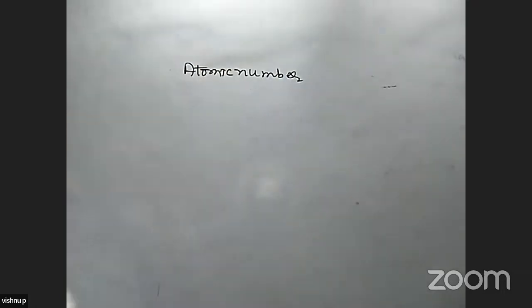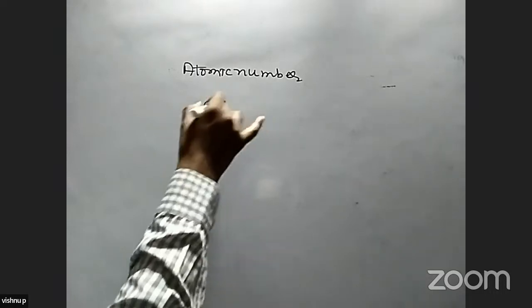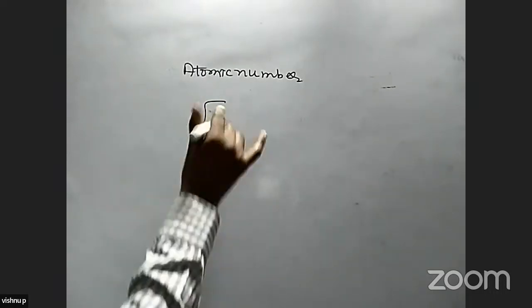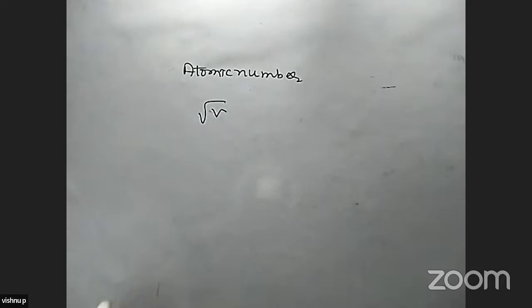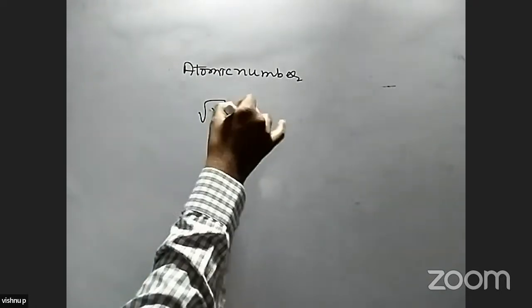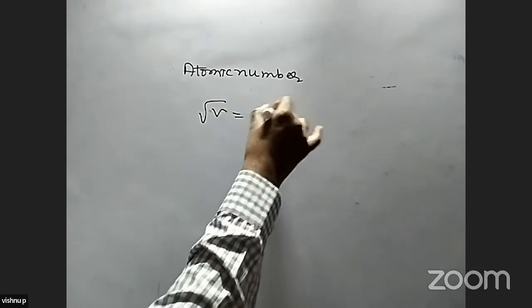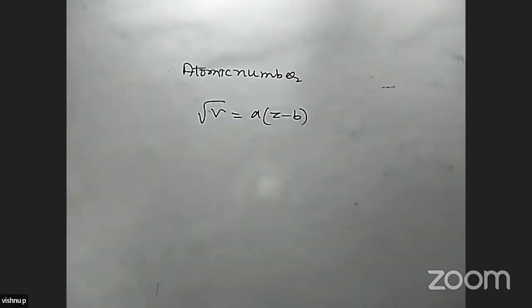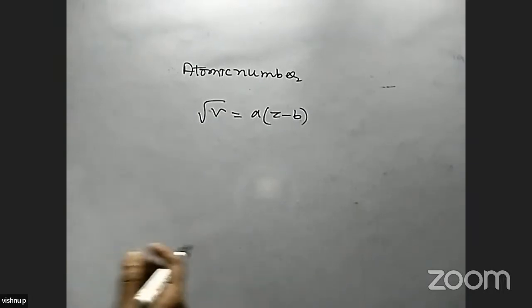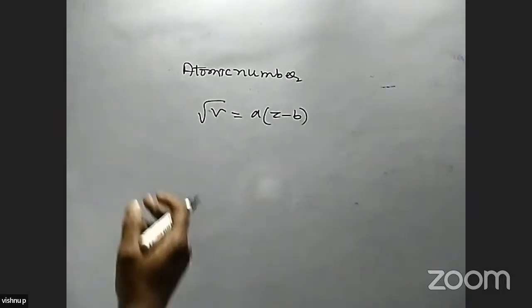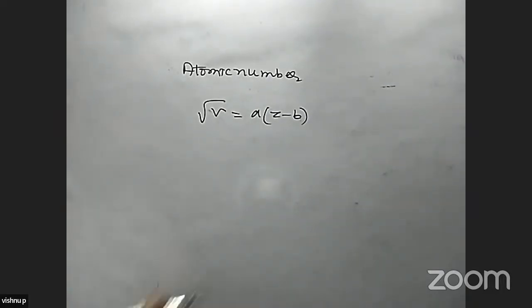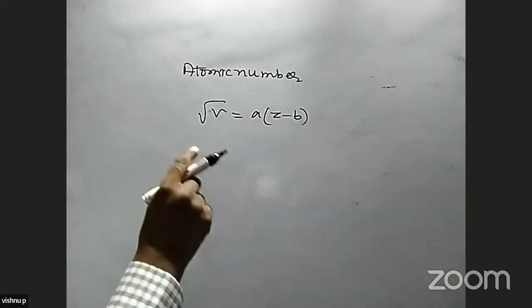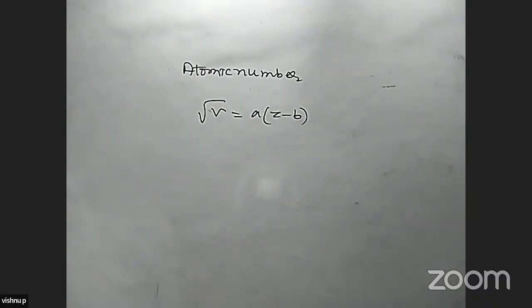Atomic number was explained by Moseley through one experiment with X-rays. What is that? This is the frequency of X-rays: root nu is equal to a into Z minus b. This equation is based on the experiment where X-rays of different atoms have different frequencies. From this, atomic number was discovered. Z is called the atomic number, and a and b are called constants.